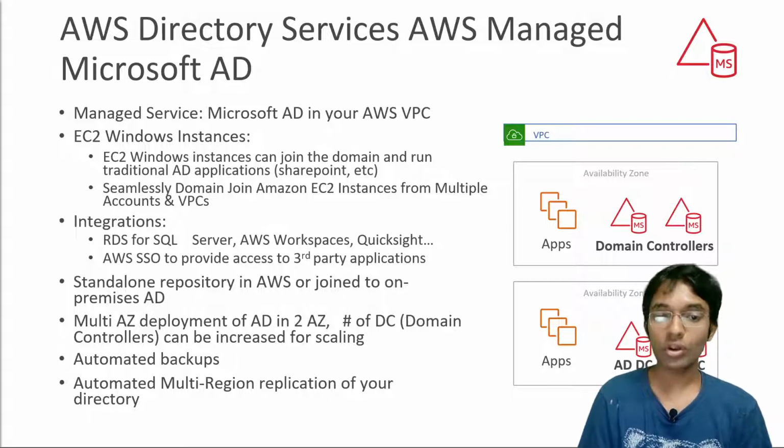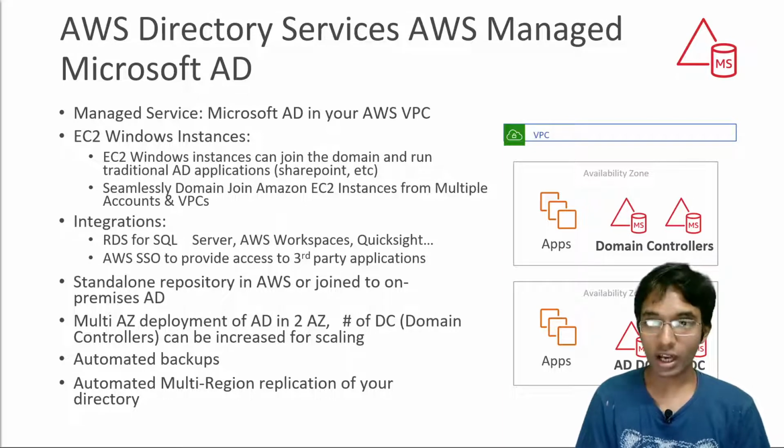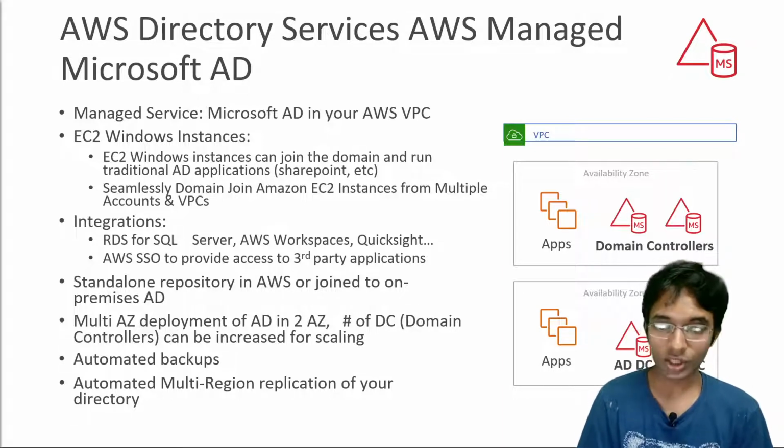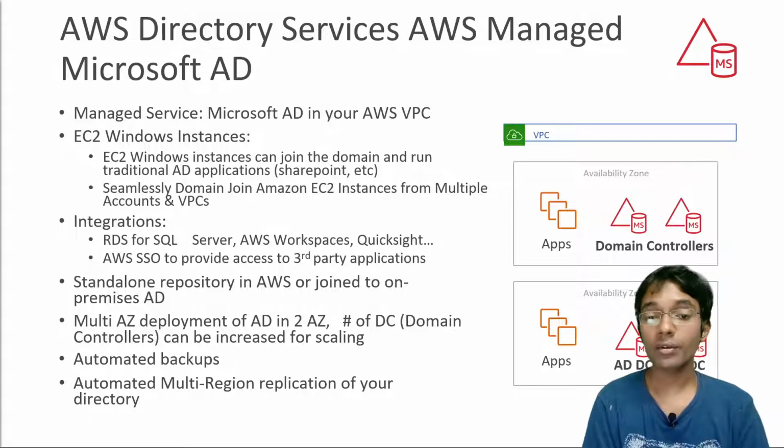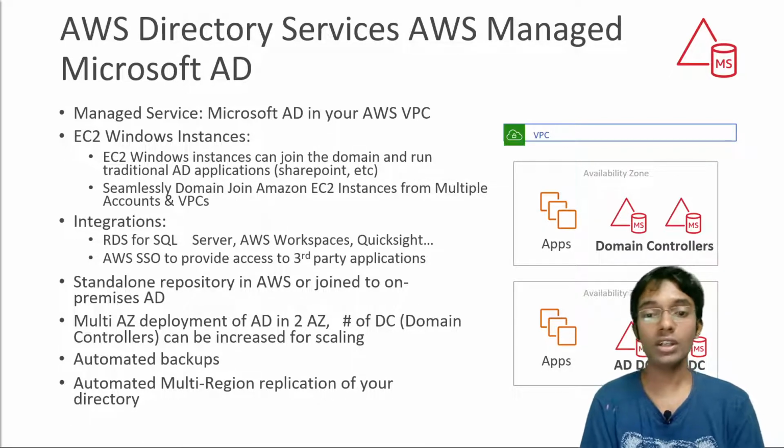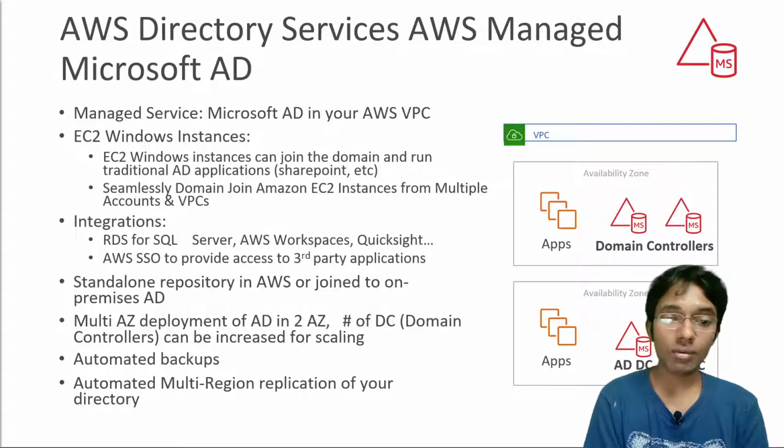Deployed in two different AZs for high availability, and now we are going to be able to create EC2 Windows instances, and we can deploy traditional applications on these instances. For example, SharePoint. We would be able to deploy SharePoint, and then you can do something called seamless domain join from your Amazon EC2 instances in multiple accounts and VPCs directly onto your domain controllers.